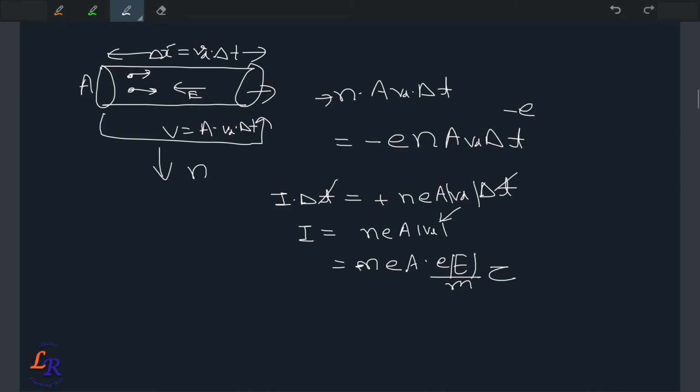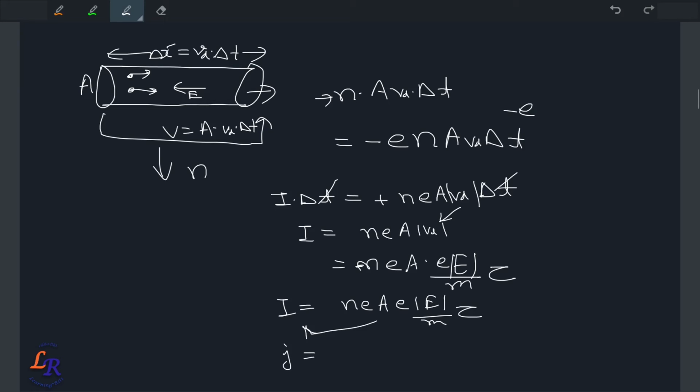Here we are just talking about magnitude, that is, what would be the current moving. So we'll just take a positive of it. And this is again the magnitude of the electric field, so we are not talking about direction, we will just take the magnitude. So you can have this as nAE mod of electric field upon m tau. Again you utilize the equation I by A as J, the current density.